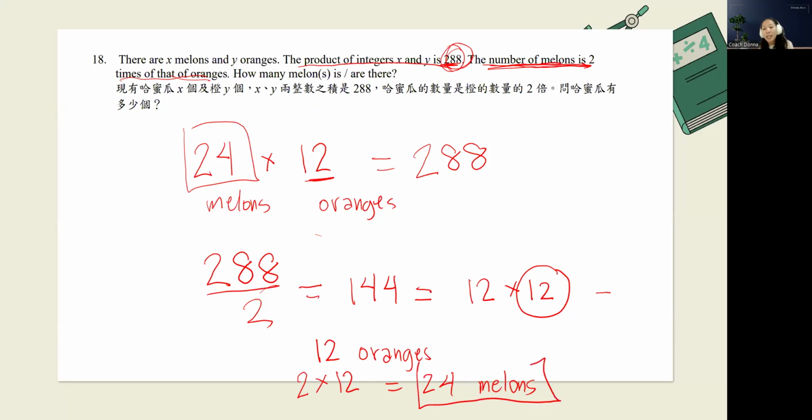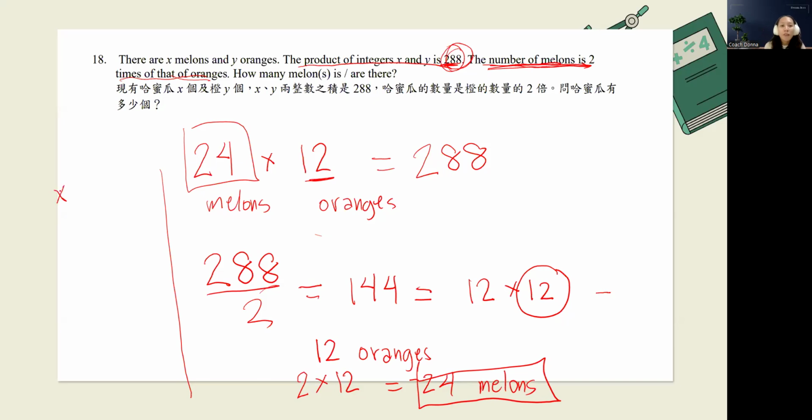So this is how we get our answer. If the question is product of integers x and y is 288, and the number of melons is two times that of oranges, this is how we solve it. Okay? So another way, if it's okay, I'll just present you another solution also.